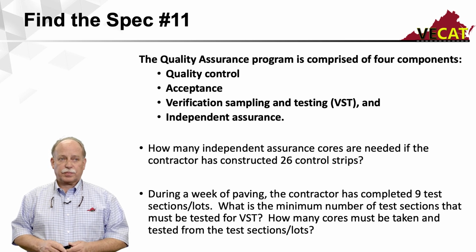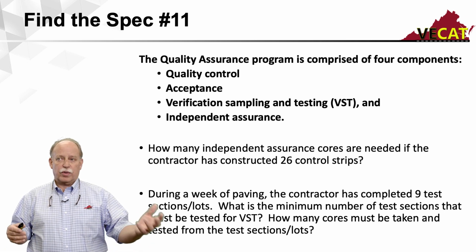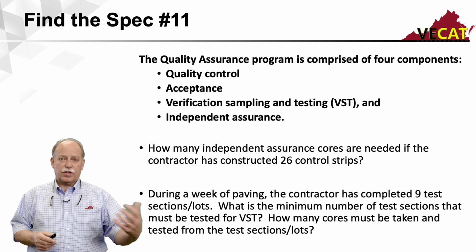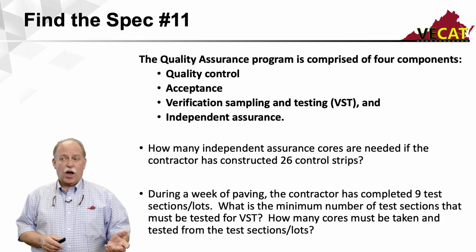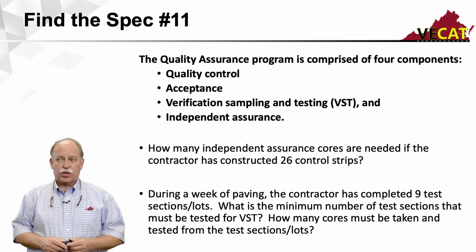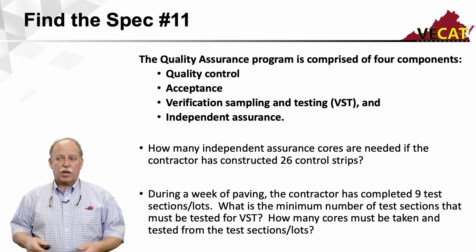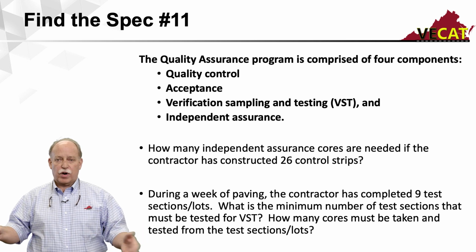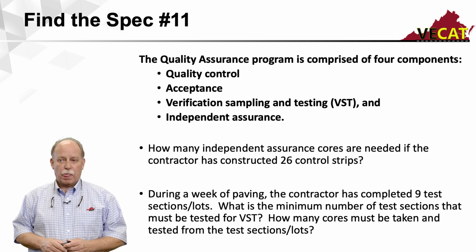Number 11. In this case, we've got a quality assurance program that's comprised, if you recall, of all those components, whether it be quality control, acceptance, verification, sampling and testing, VST, and independent assurance. So the first question here is, how many independent assurance cores are needed if the contractor has constructed 26 control strips? So they've been out there paving, and they've had to do 26 separate control strips during this paving operation. It may have been over months. How many cores have to be taken out of those control strips?